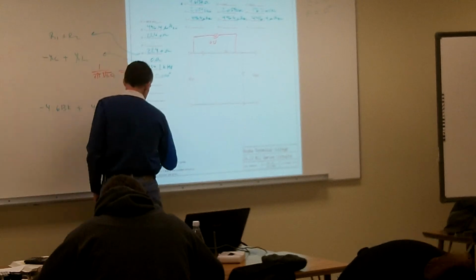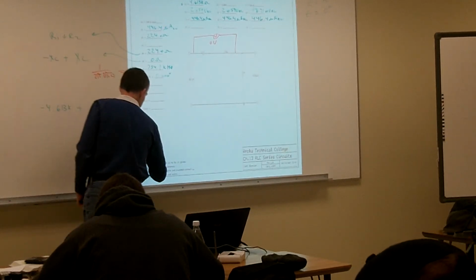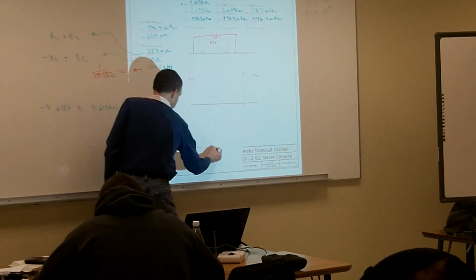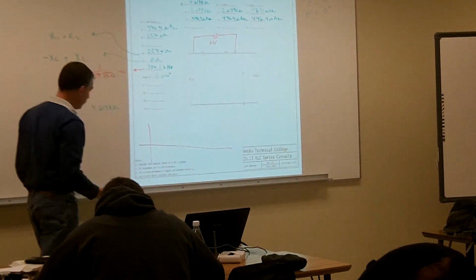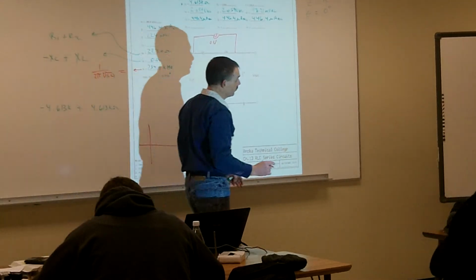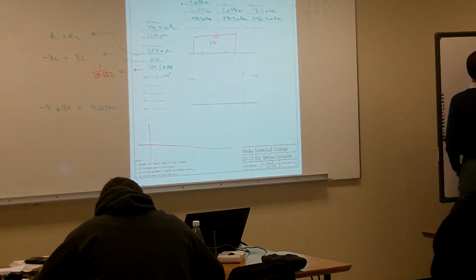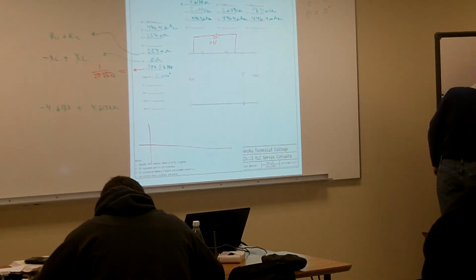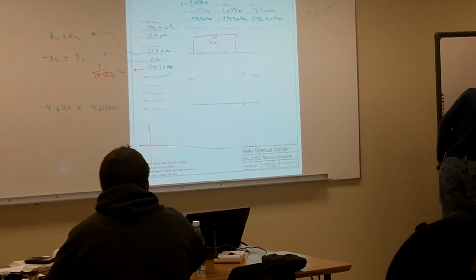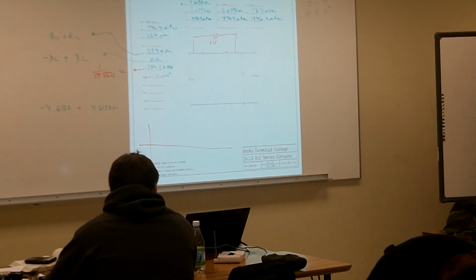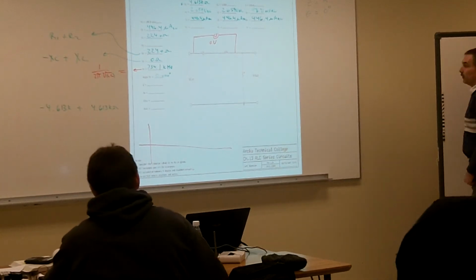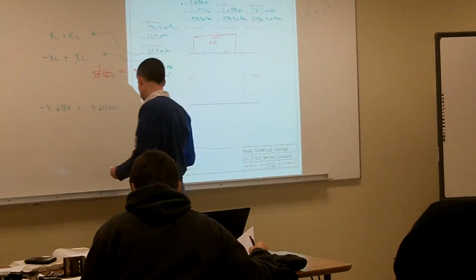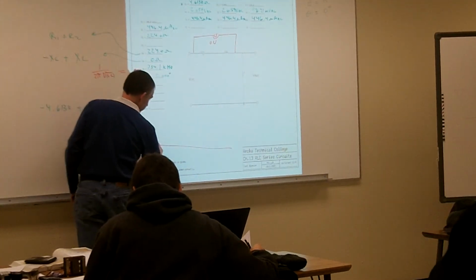Never read 0 volts, because if I do my little phase shifts on here, I know that my VL is here, my VC is here, and then my VR is here. So my VR is going to still be at 0 degrees.